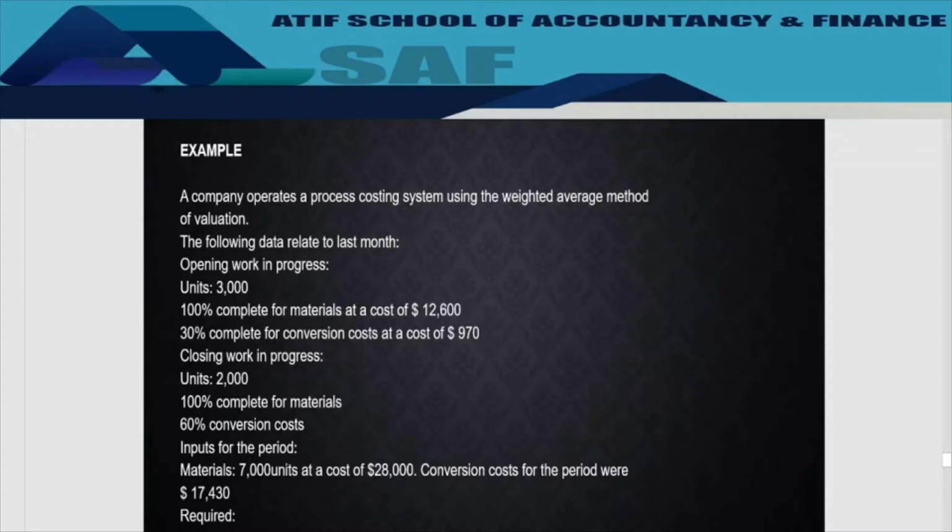Closing work in progress, there are 2000 units, 100% complete with respect to material and 60% completed with respect to conversion cost. Input for the period: material 7000 units at a cost of $28,000. Conversion cost for the period was $17,430. Required: what is the cost per equivalent unit for materials and conversion cost, and also what was the total value of units completed last month?